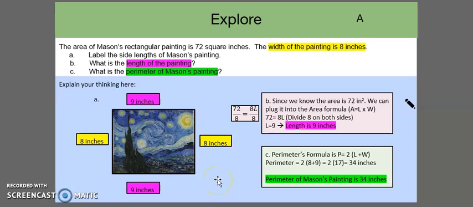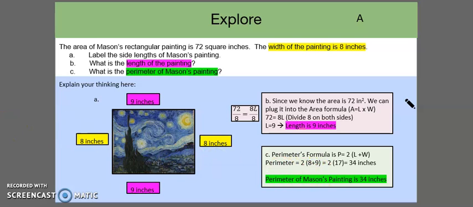The last step is to find the perimeter of Mason's painting. The perimeter formula is perimeter equals 2 times (length plus width). We know the length and the width, so we can plug them in. In order of operations, 8 plus 9 is 17, and 2 times 17 is 34. Therefore, the perimeter of Mason's painting is 34 inches.